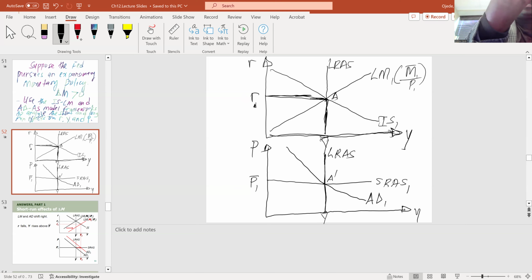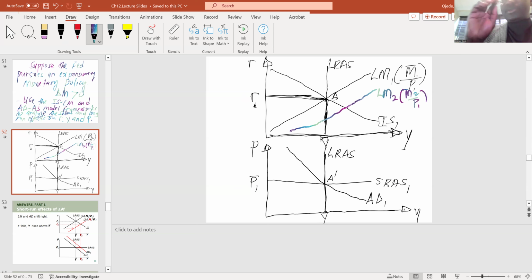Now we've been told that the Fed has increased the money supply. So when the Fed increases the money supply, that means the LM curve shifts to the right to LM2. The new money supply is now M2 over P1. So in the short run, anything that shifts the LM curve to the right is going to lead to an increase in output already. You can call this Y2. And interest rate is going to fall immediately in the IS framework. See that?